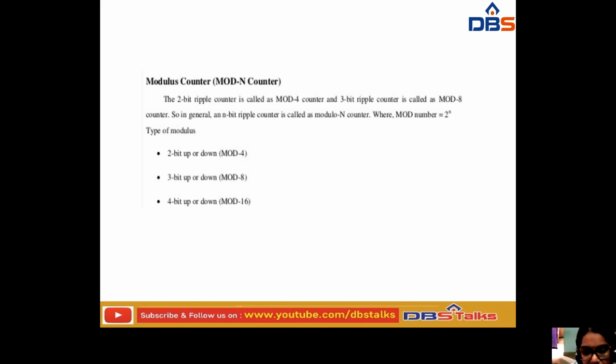When we consider the modulus ripple counter, based upon the ripple counter we get the modulus operation. If it is a 2-bit ripple counter, that is 2 power 2, which means 4, so it will become modulus 4. If it is a 3-bit ripple counter, it will become 2 power 3, that is modulus 8. And next, if it is a 4-bit ripple counter, it will become 2 power 4, that is modulus 16.